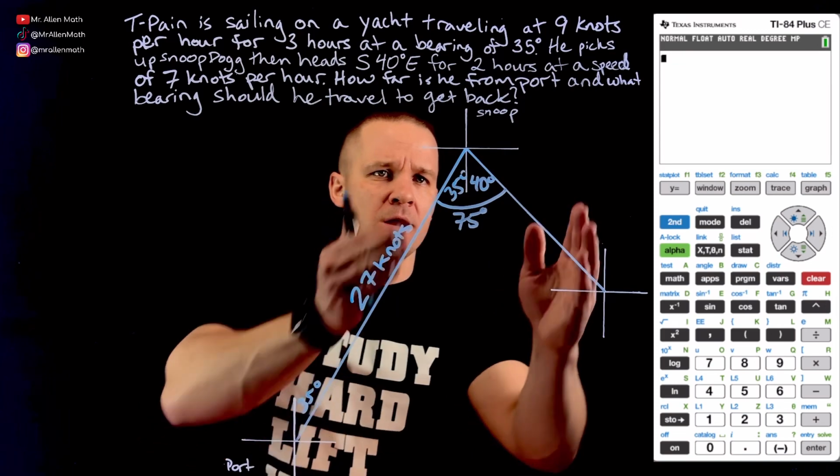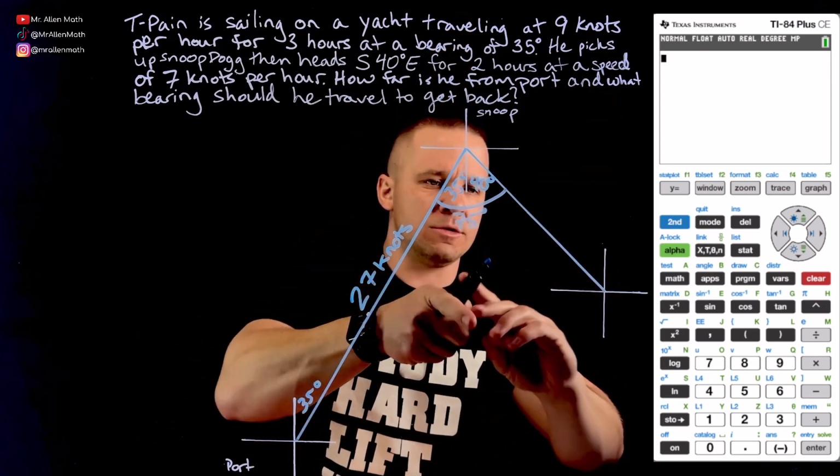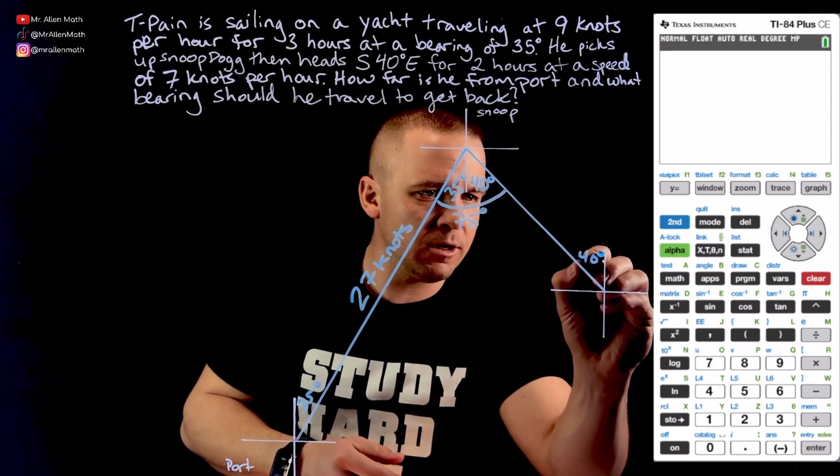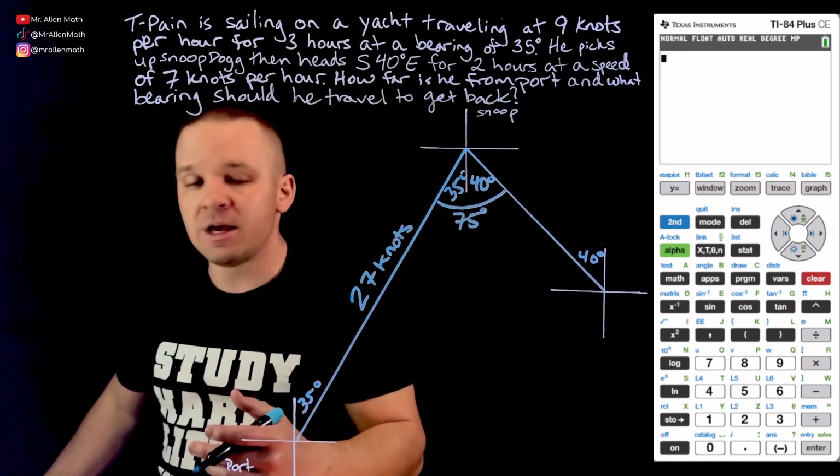Well, this angle here, these two north lines, alternate interior angles would be these two. So this is also 40 degrees. I don't know if I'm going to use that, but I'm going to label it right now because it could be helpful in the future.